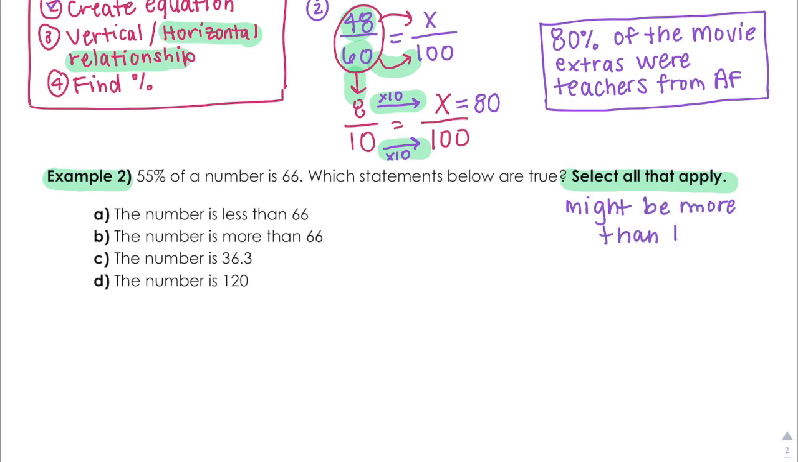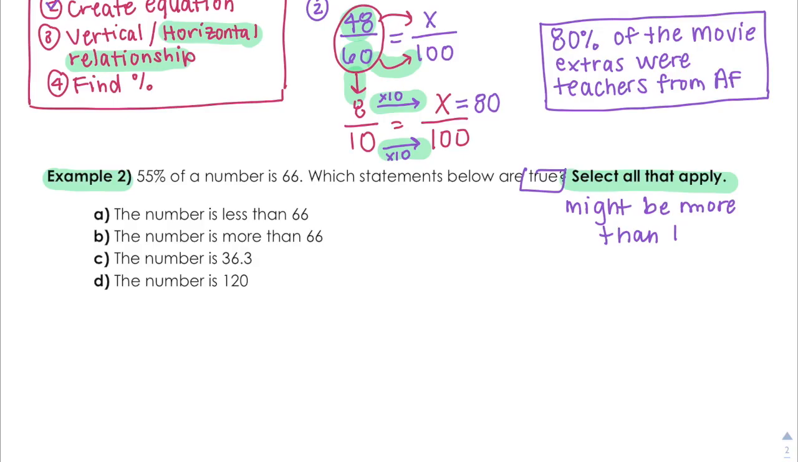All right, so 55% of a number is 66. Which statements below are true? A, the number is less than 66. B, the number is more than 66. C, the number is 36.3 or 36 3/10. Or D, the number is 120. Go ahead and pause the video and try it for yourself.